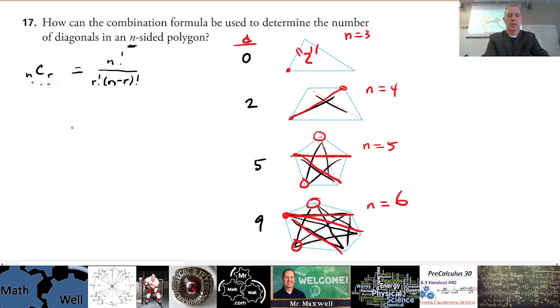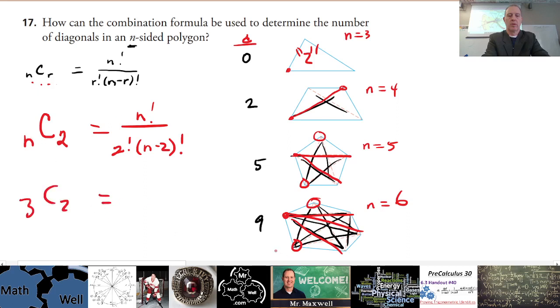And so if you go like this, and this is the tricky part, if you just test 2 being r, you have n factorial over 2 factorial times n minus 2 factorial. Okay, so that's where you want to start. Now, at that point, how does the 2 factor in? Well, if we have sides, let's say 3 choose 2. What's 3 choose 2? It's 3, right? Okay, so it's 3, but we need to have 0 diagonals.